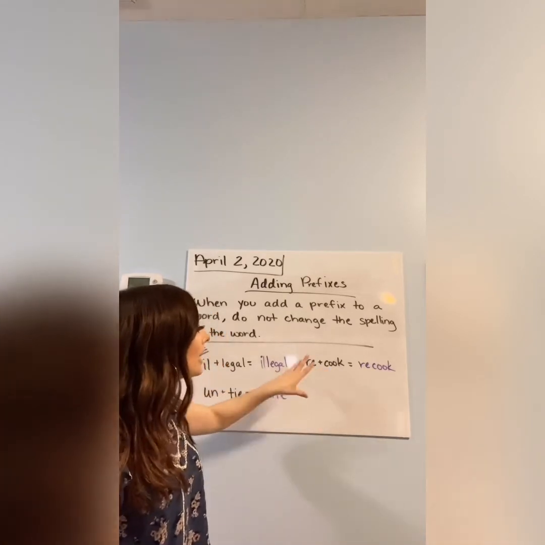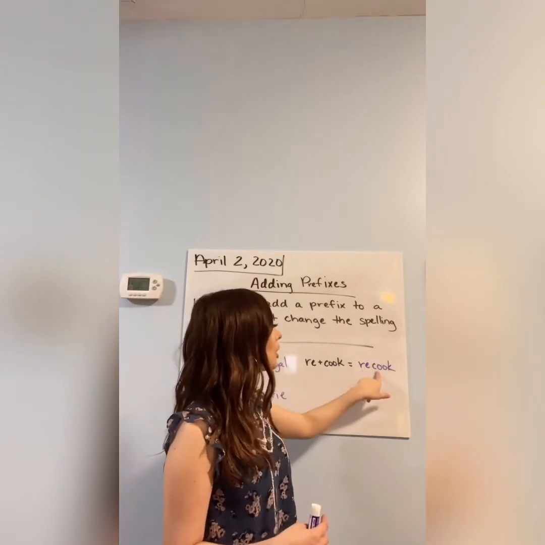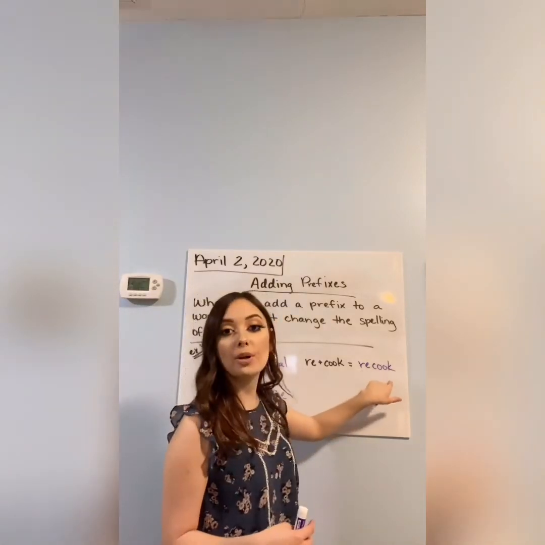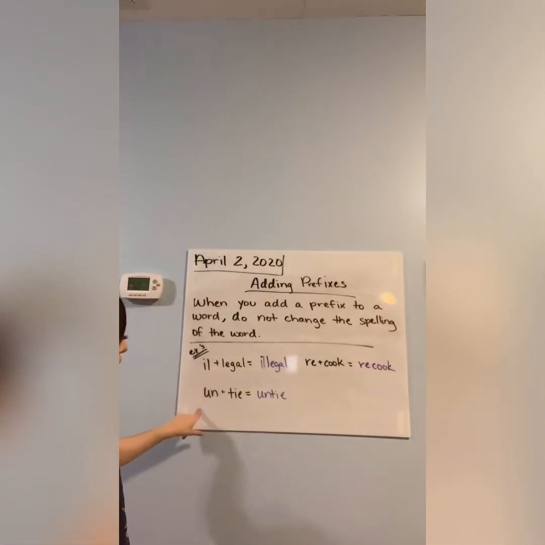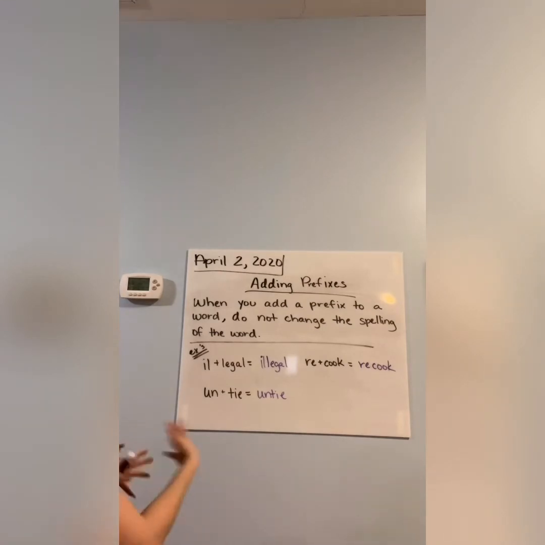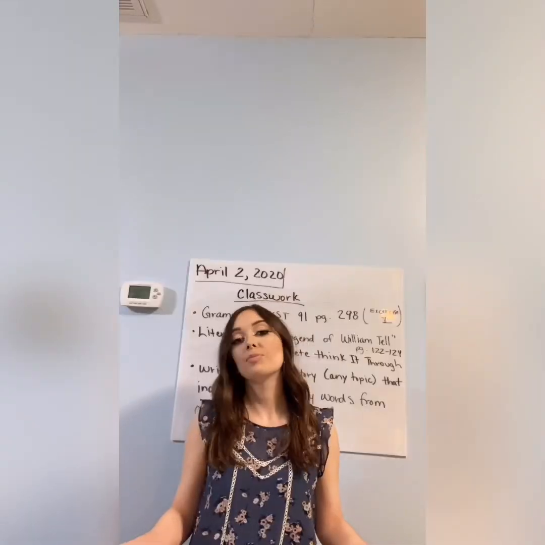So we're just adding that prefix to the word, and we're going to combine it, and it's going to be one word, recook, R-E-C-O-O-K. Our last example is untie. So our prefix in this is UN, and our word is tie. So again, all we're doing is combining the prefix with our word and just writing it together. So our word is going to come out to untie.